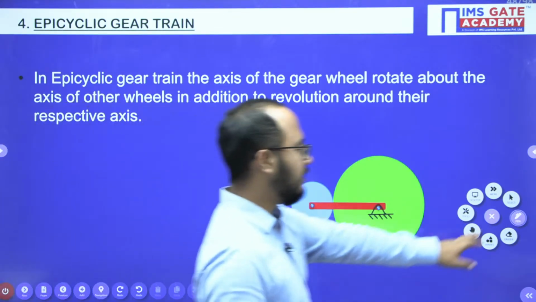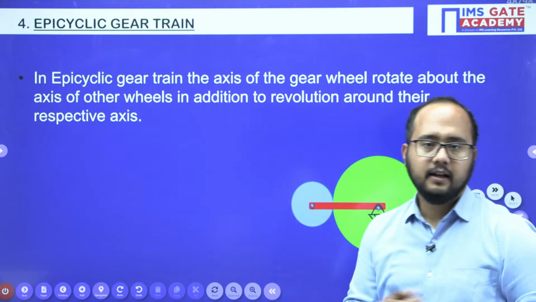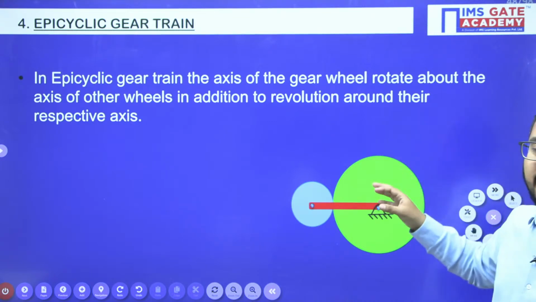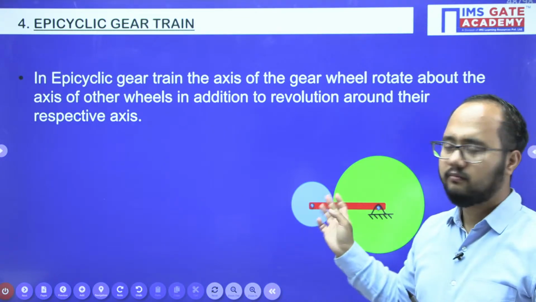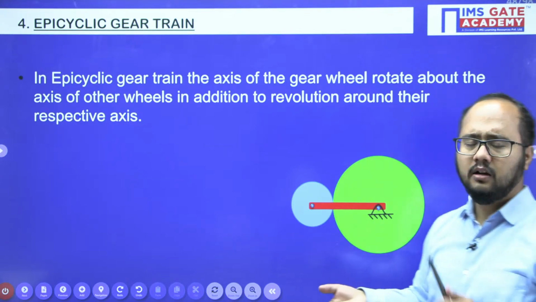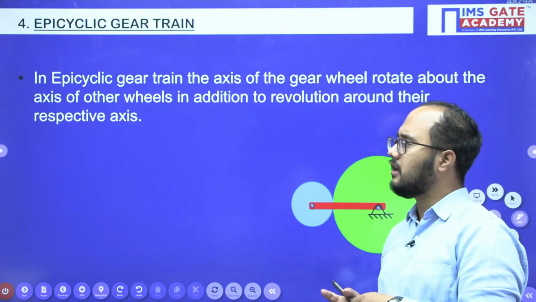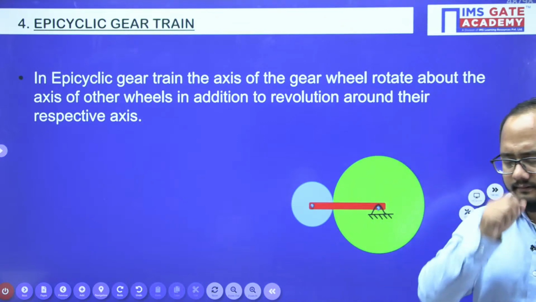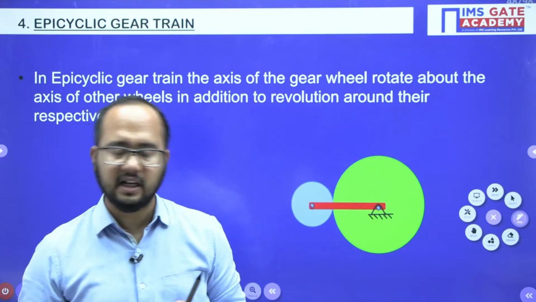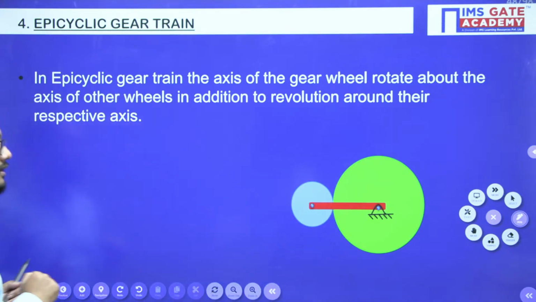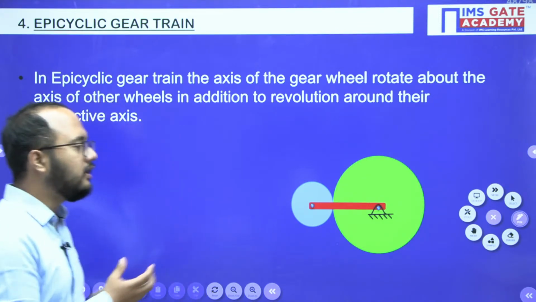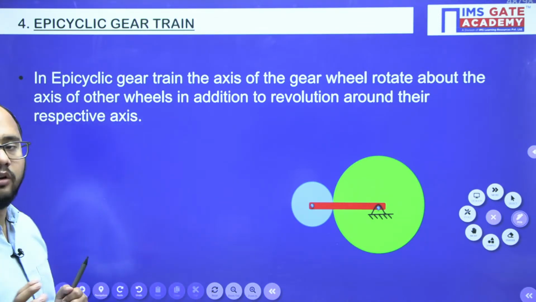Next, epicyclic gear train. Next, epicyclic gear train, guys. From this gear train only you will have the numericals. If they ask a question from the compound gear train, simple gear train, or even the reverted gear train, those numericals are very easy. But the epicyclic gear train is one of the most important topics as far as GATE numericals are concerned. You can check the PYQs also. Based on the PYQs only I am telling you that this is the most important topic.